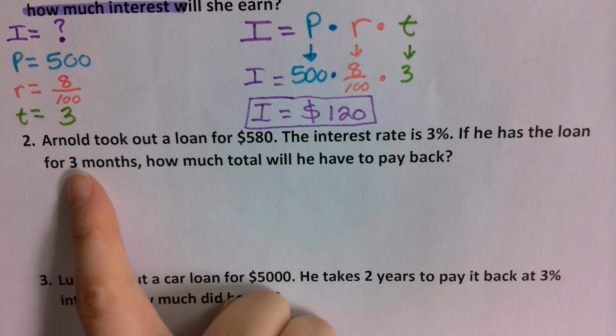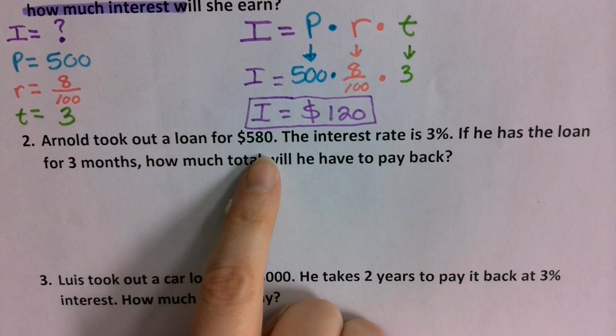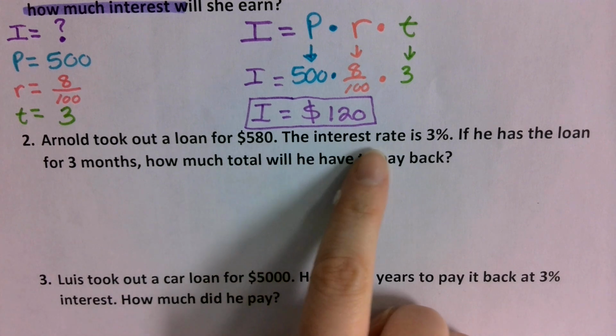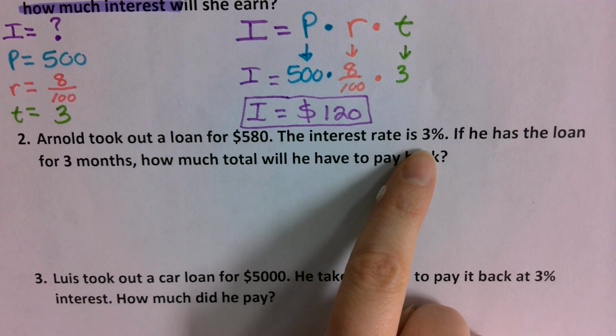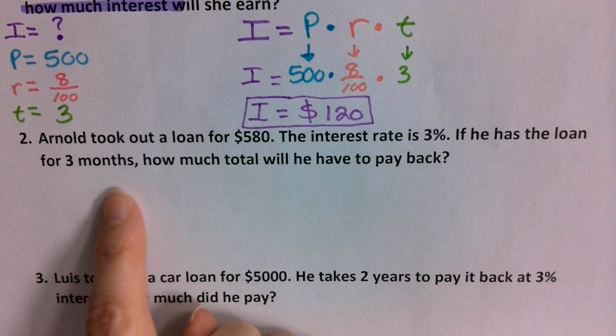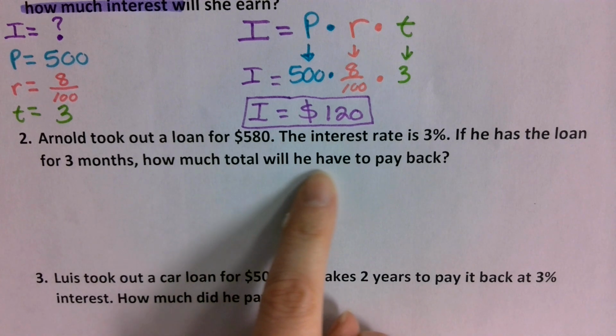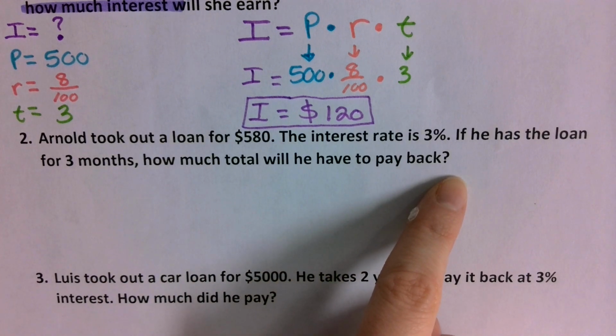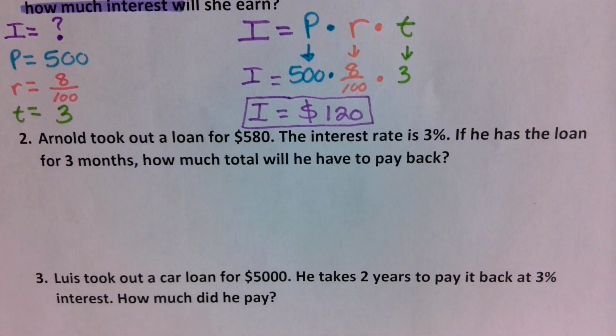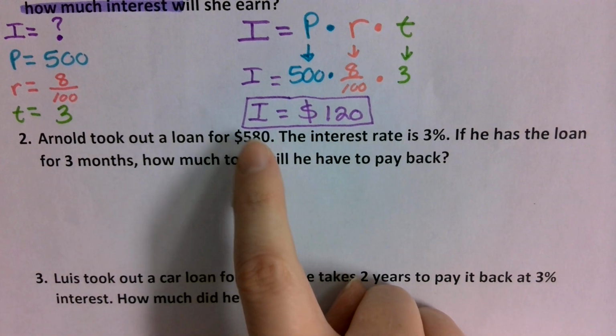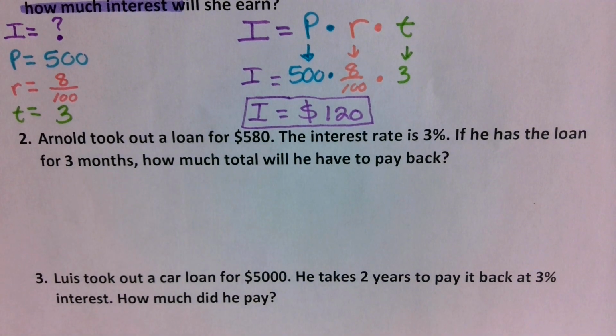Number 2, Arnold took out a loan for $580. The interest rate is 3%. If he has the loan for 3 months, how much total will he have to pay back? So how much will he have to pay back? He has to pay back not only the loan, but the interest as well.